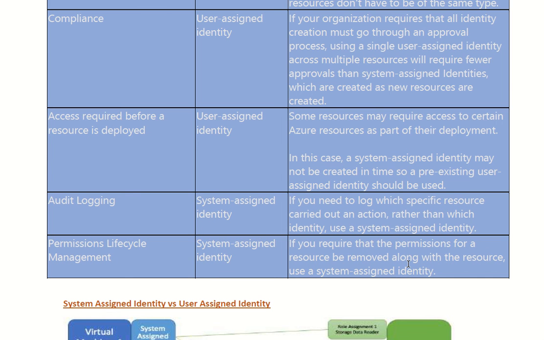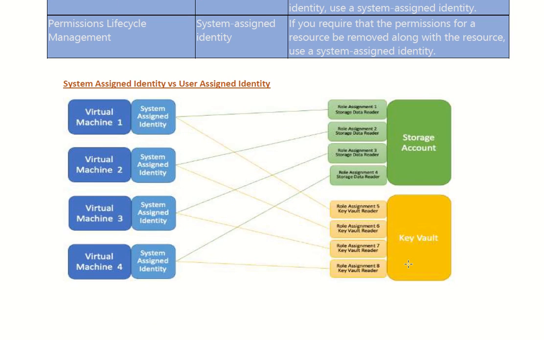These are the scenarios I have explained, and one good example is this. Let's take an example: you have 4 virtual machines. All these 4 virtual machines must have access to a storage account and a key vault. All these virtual machines are running some web server. Think like that. All of them need access to the storage account and key vault, and all 4 virtual machines are running the same web server, but they are replicated on multiple instances.